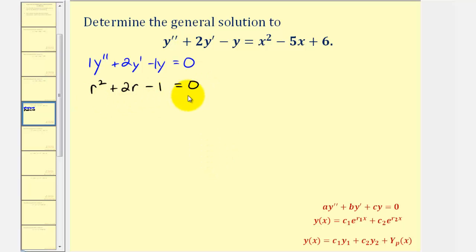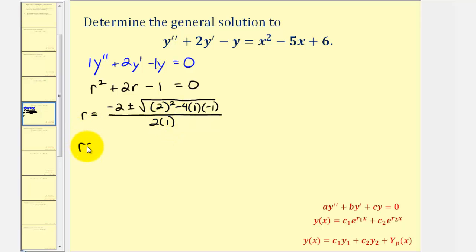And unfortunately, this is not factorable, which means we'll have to solve this in terms of r using the quadratic formula. So we'll have r equals negative b, or negative 2, plus or minus the square root of b squared, or 2 squared, minus 4 times a, which is 1, times c, which is negative 1, divided by 2 times a, or 2 times 1. So here we have r equals negative 2 plus or minus, this would be 4 plus 4, 8, divided by 2.